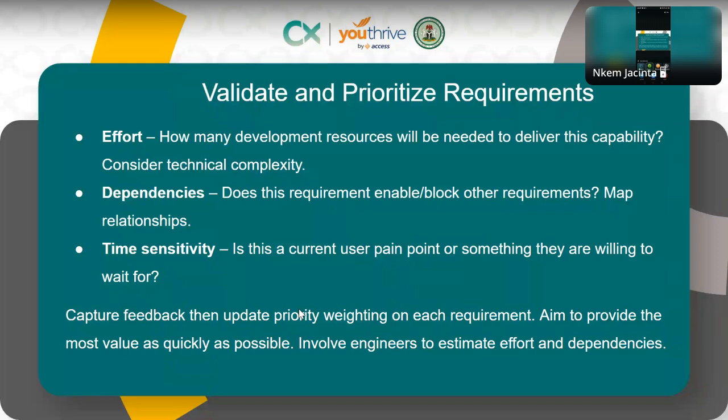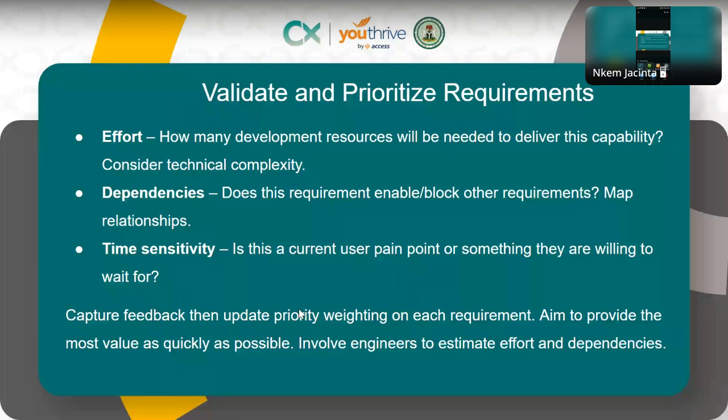Time sensitivity. Is this a current user pain point or something they are willing to wait for? If a particular feature, a particular requirement, is something that your customers don't mind waiting for until the third or the fourth release, you don't bother building it first. Make sure that what you are building is what is core to their problem and what will give value to your business and to your customer the instant it's released. So those are the three or four things that you consider when prioritizing.